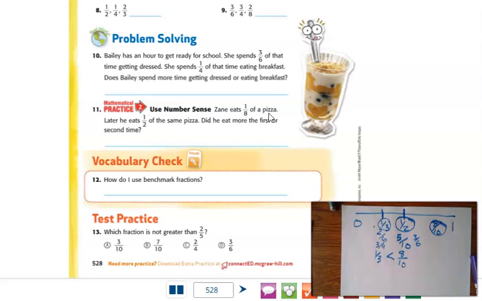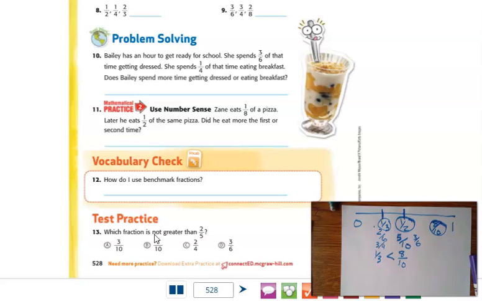Zane eats 1/8 of a pizza. Later he eats half of the same pizza. Did he eat more the first or second time? How do I use benchmark fractions? So just put in word form what you've been doing in math with all these problems that you've done.